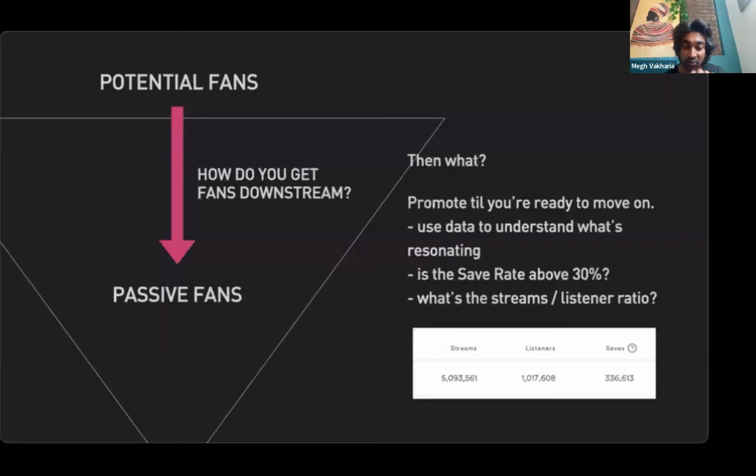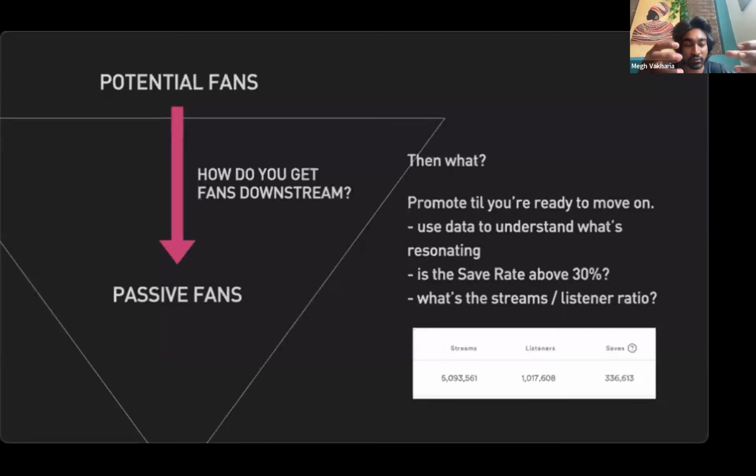So if you see the streams per listener, 5 million divided by 1 million is 5 streams per average listener, which means the average person is banging this song 5 times. And then the save rate here is the number of saves divided by the number of listeners. So it's around 30%. Those are just two good metrics to look at.